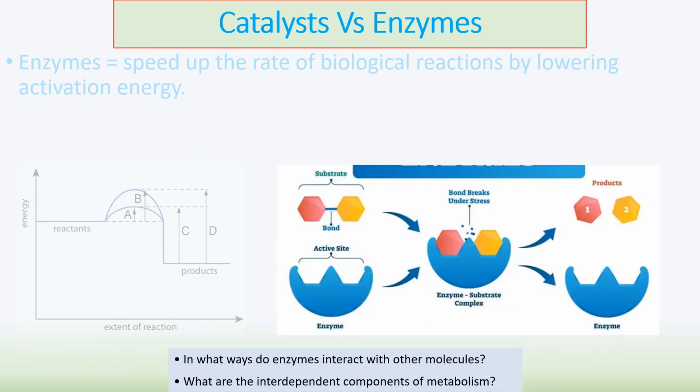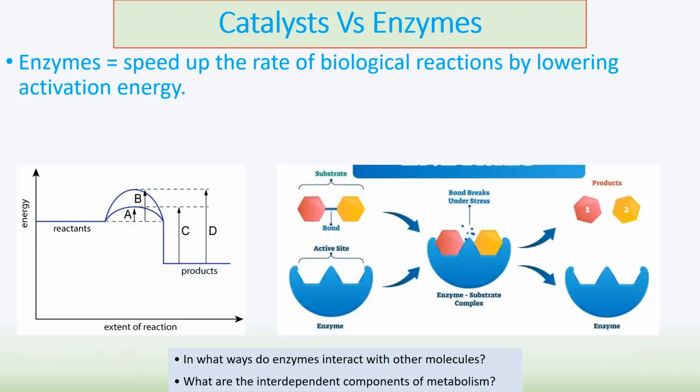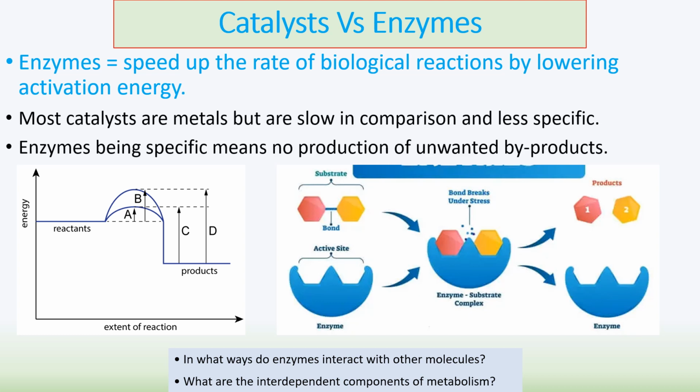Enzymes are biological catalysts. Effectively, they lower the activation energy, so they do the same as a catalyst does, but they are much more specific, and that means you get fewer unwanted byproducts, whereas catalysts used in industry are normally metals, and they are a lot slower in comparison and will produce less specific products, which explains why enzymes are much more used these days in industry.